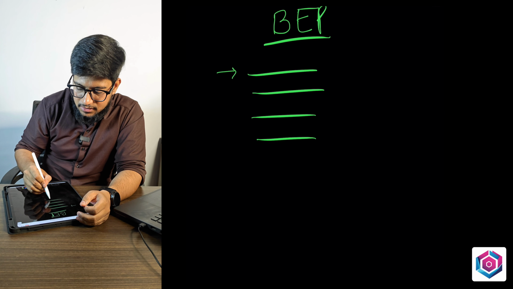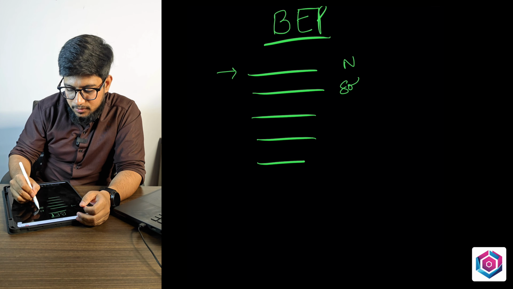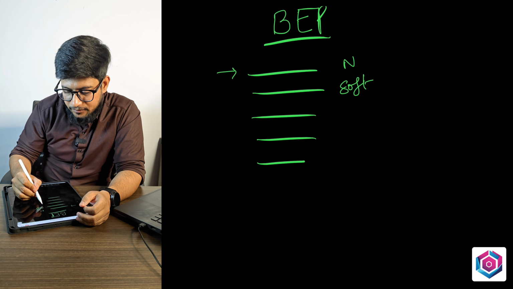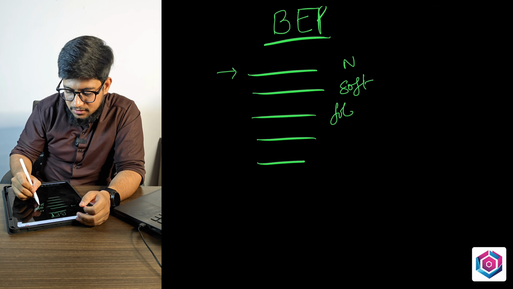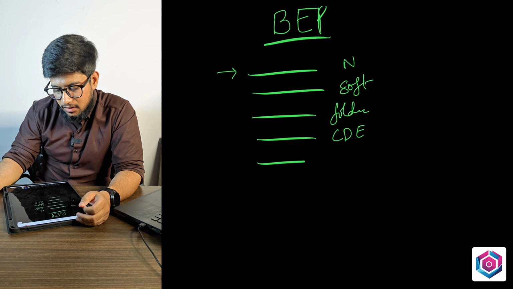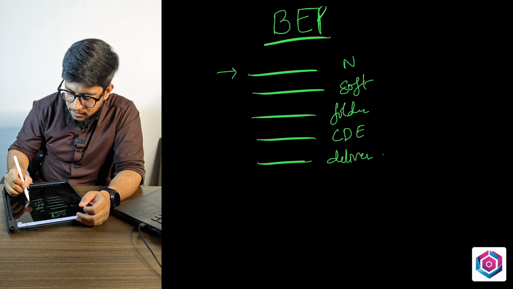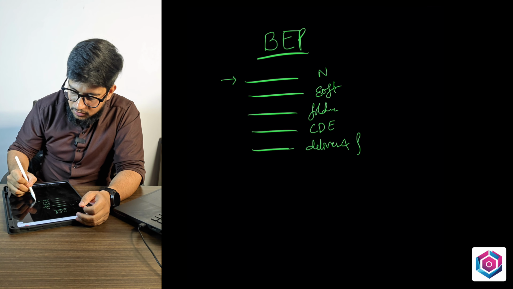For example, it contains the naming convention, it contains the software to be used, it contains the folder structures, it contains which common data environment we need to use, it also contains what exactly we need to deliver and what are the file formats.